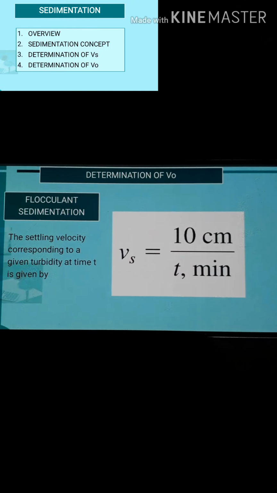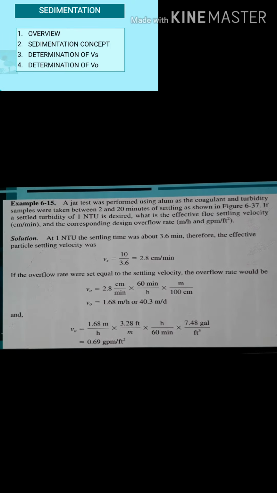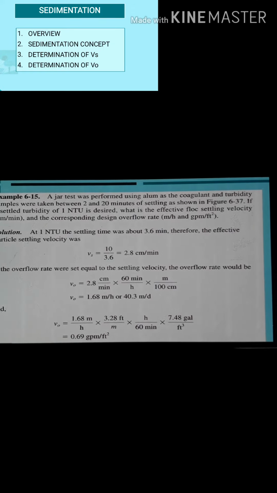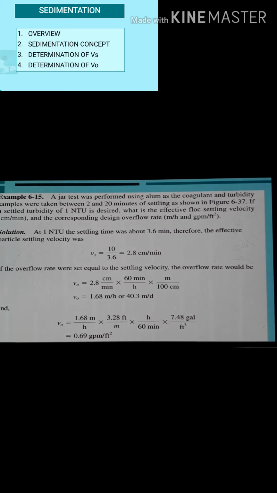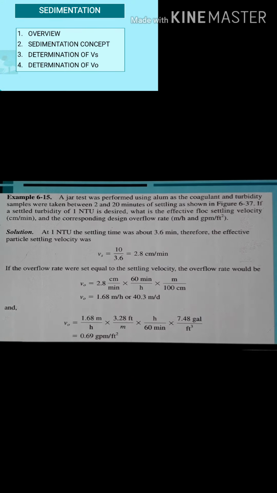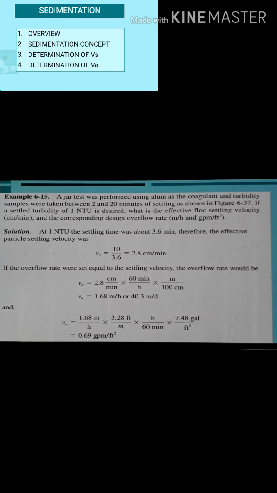For the last problem, a jar test was performed using alum as a coagulant, and turbidity samples were taken between 2 and 20 minutes of settling. If a settled turbidity of 1 NTU is desired, what is the effective settling velocity and the corresponding design overflow rate?